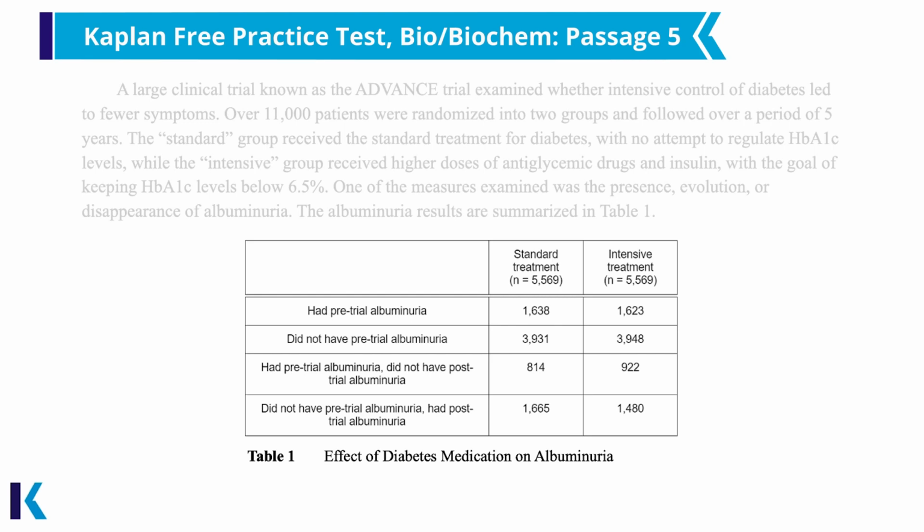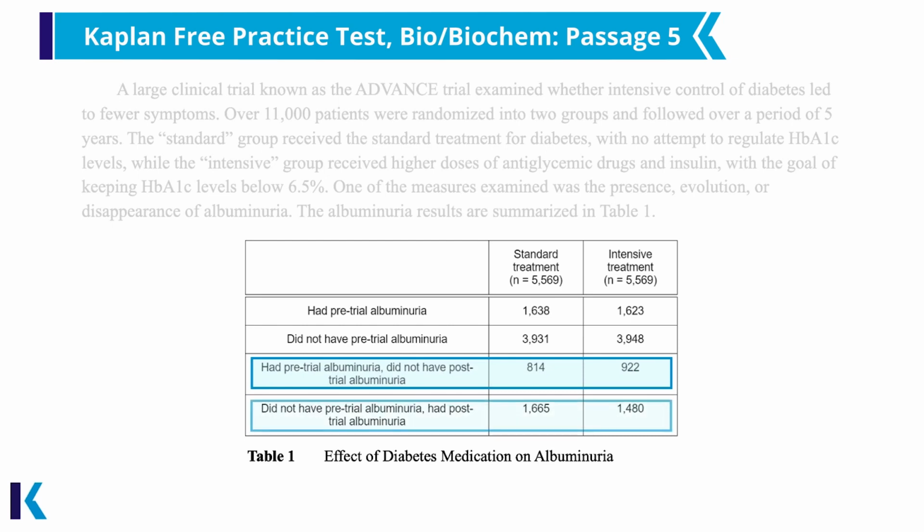The results show pre- and post-test measurements in relation to albuminuria, which again is a measure of kidney disease. Each group was similar at the start, but the intensive treatment group showed more patients recovered from their pre-treatment albuminuria, and fewer patients developed albuminuria over the course of treatment. Overall, I'd say this is a win for the intensive group. Now, with a solid understanding of the passage behind us, it's time to attack the questions.